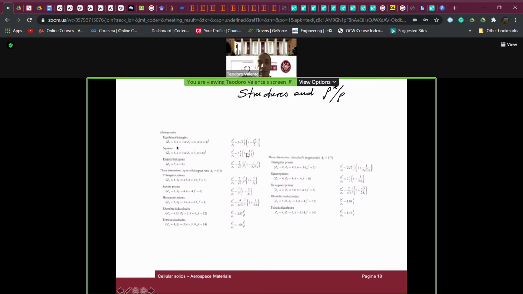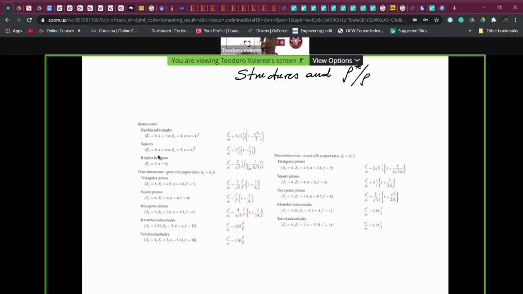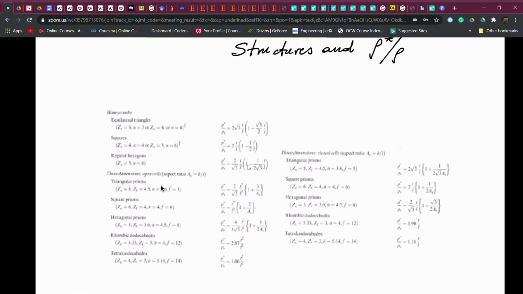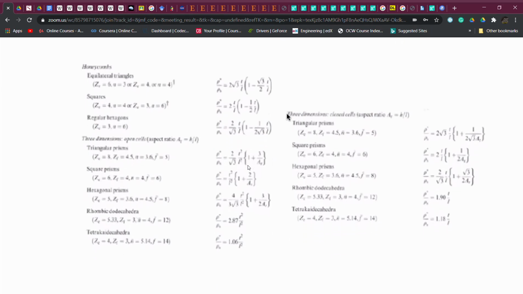In the case of honeycombs, this force, where, for example, we have equilateral triangles as basic geometry, or squares, or hexagons. In the case of open cells, when we do have triangular prisms and so on, or in the case of closed cells, depending again on the basic geometry.